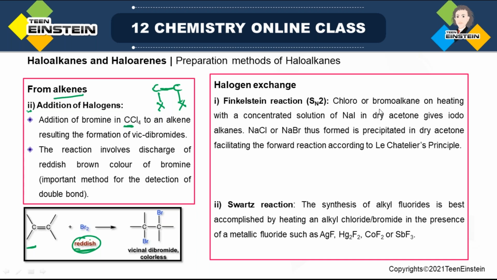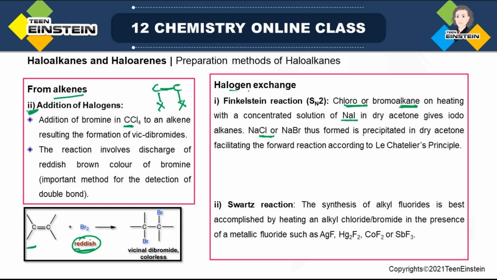From alkene, 2 methods we have discussed: addition of HX and addition of halogen. After finishing them, next we are moving to the 4th method, which is halogen exchange. From the name you can understand that here a halogen will be exchanged by some other halogen. In the first method, suppose you start from a chloro or bromoalkane and heat it with a concentrated solution of NaI. So Cl will be replaced by I, and it will give you iodoalkane.